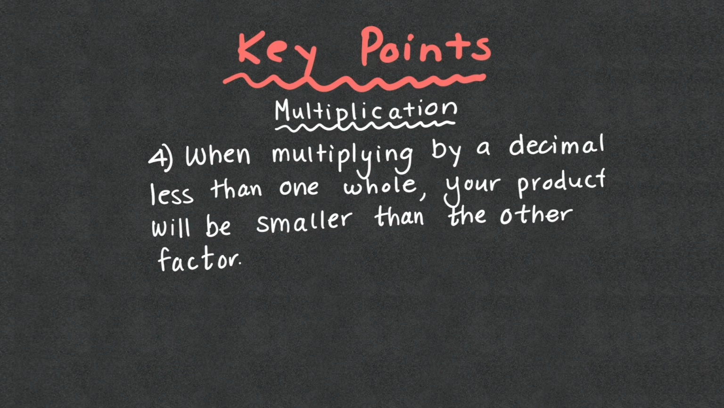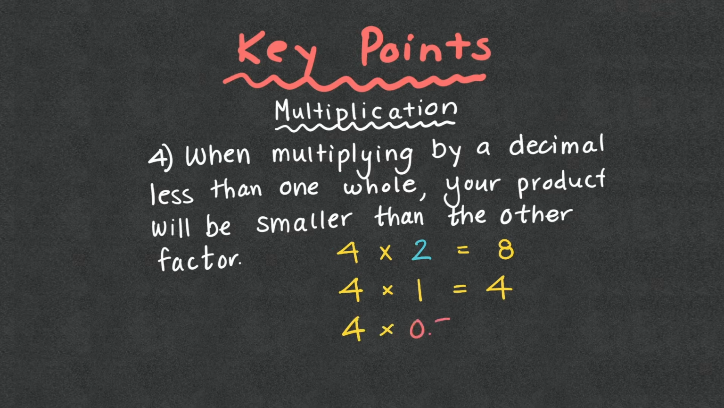For multiplication, when you're multiplying by a decimal less than 1 whole, your product will be smaller than the other factor. So what does that mean? Let's look at some examples. We know that 4 times 1 is going to equal 4. That's something we all can understand. Next, we have 4 times, let's say in this case, 2, and that is going to equal 8. Now, what if I did 4, but I multiplied it by 0.5?